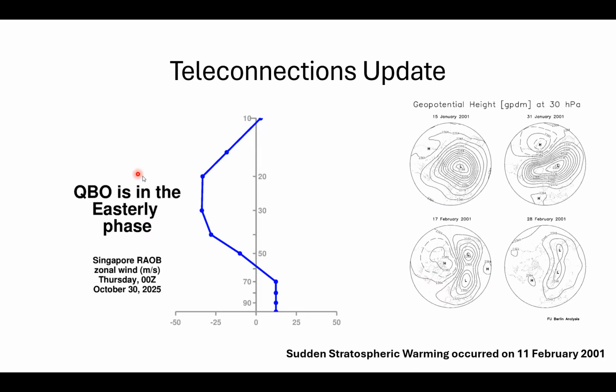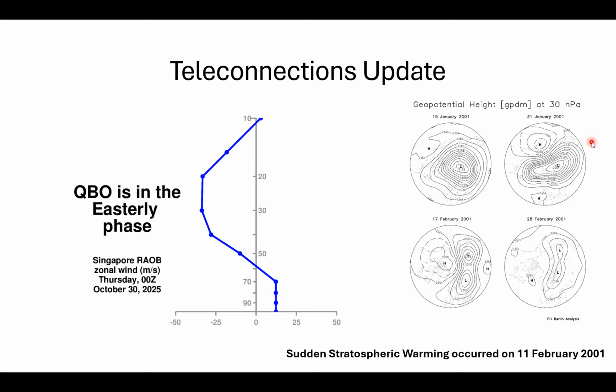Here is the latest QBO update. We're in the descending easterly phase of the QBO. And, kind of tying that in, I tied the stratospheric polar vortex in with the QBO because in easterly QBO winters, which we're expecting this upcoming winter, you typically get a weaker stratospheric polar vortex. Now, take a look here. I wanted to show you a rehash.